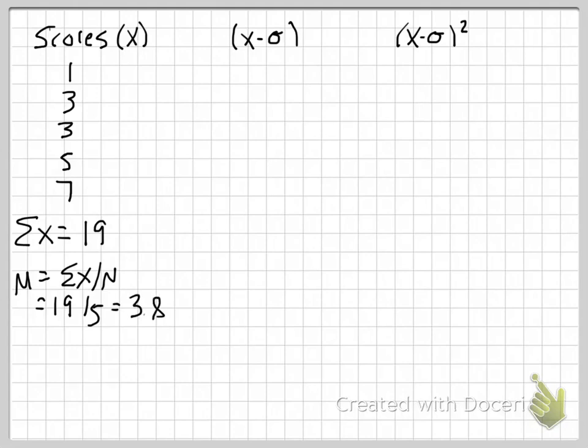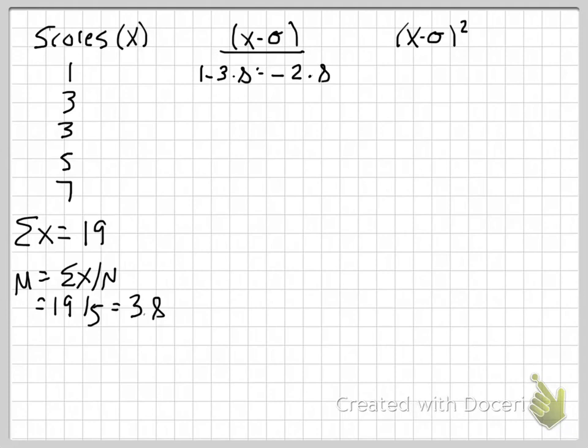Okay. Next, we need to figure out the deviation score, so figure out how far each score deviates from the mean. In each case, we're going to take this score and subtract the mean from it. So we'll start with 1 minus 3.8, and that gives us a deviation of negative 2.8.